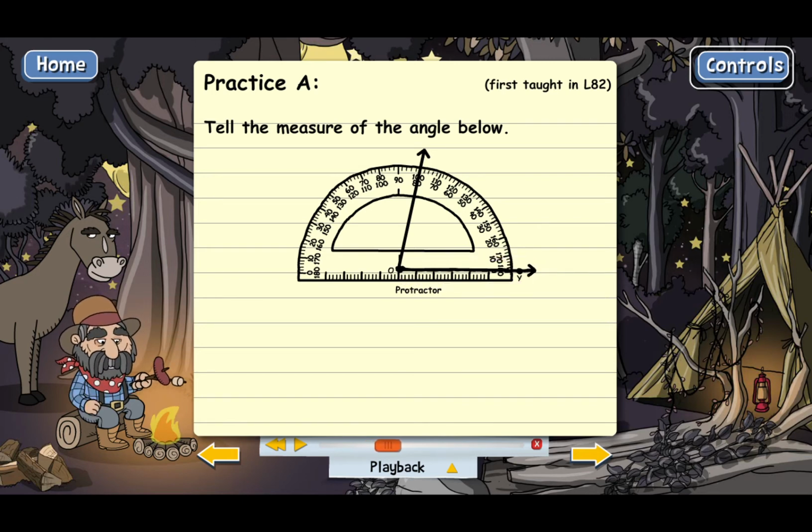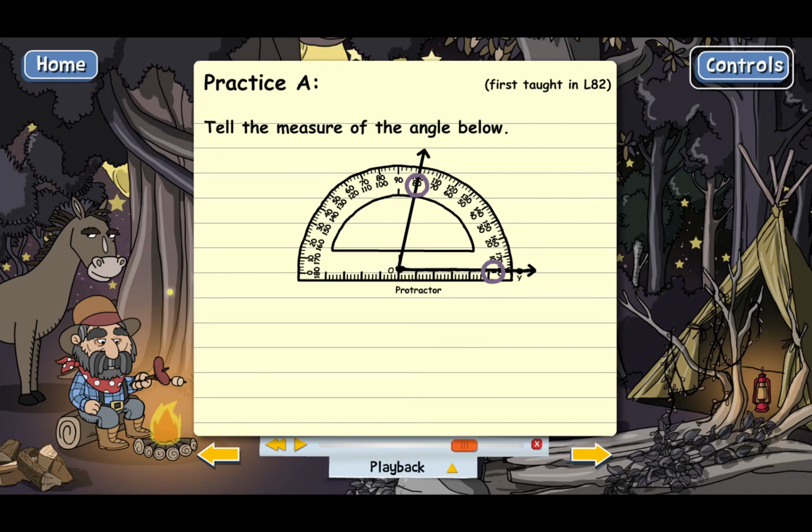That's right. And now that the angle is in its proper position, all we have to do is look at where the other side crosses the bottom row of numbers, not the top row, the bottom row. And the reason it's the bottom row is because this angle opens to the right, and so you use the bottom row. And the way to tell which row to use is just look down where the bottom side of the angle is, and look at which row of numbers has a 0 down there. And that's the row you need to use.